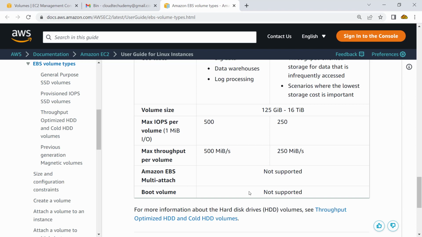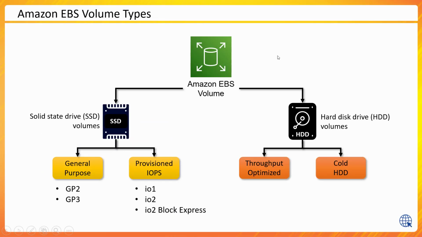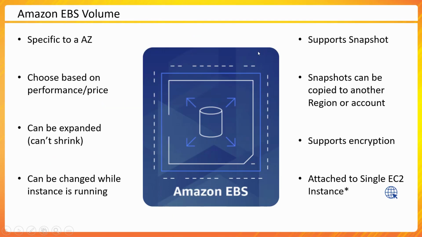So check this table where you will get more detailed information about different types of volume, and you can decide on your use case what works best for you, what kind of operating system is running, what kind of application is running, and what type of storage needs it has. So summarizing what we discussed on EBS volume, EBS volumes are specific to an AZ, availability zone. You can choose them based on performance and price.